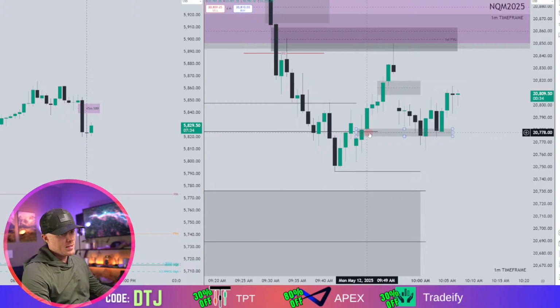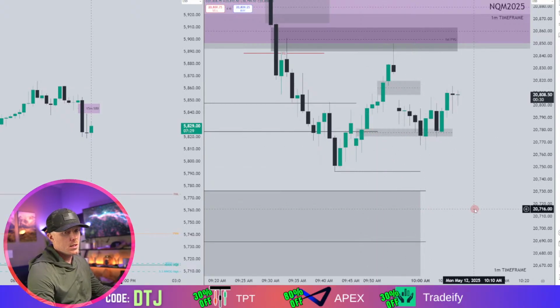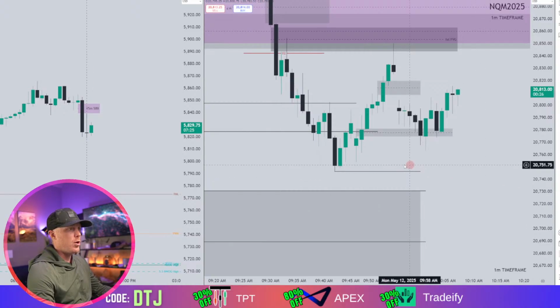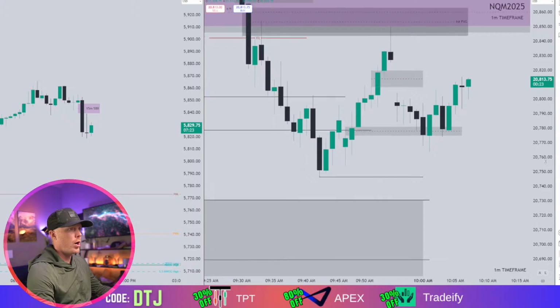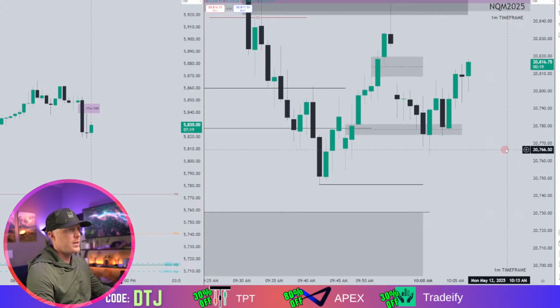Yes, it's an imbalance, Byron, but why? Why this imbalance? Okay, so one of the rules for liquidity is that price moves for only two reasons: imbalances and liquidity.